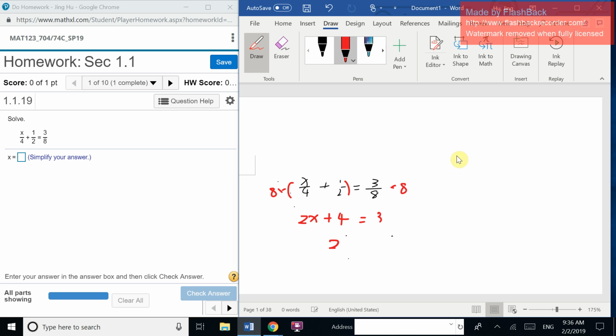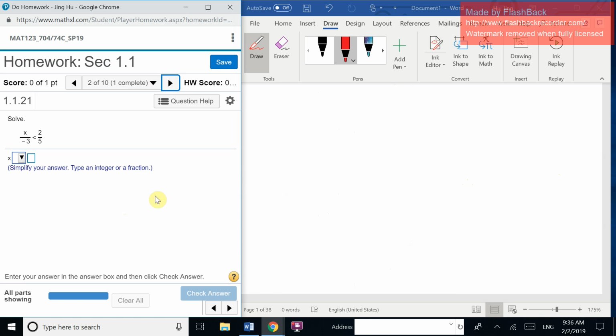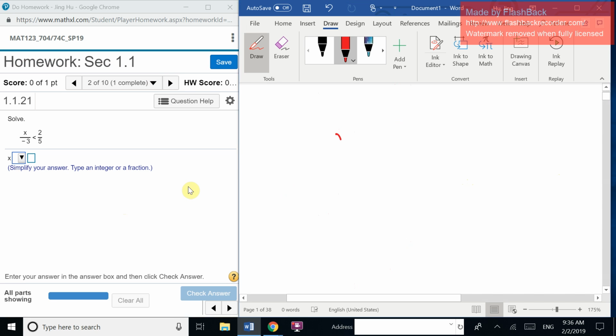Now we have 2x plus 4 equals 3. Then remove the 4 from the left side, and x equals negative 1/2. Now go to the second one, a linear inequality.